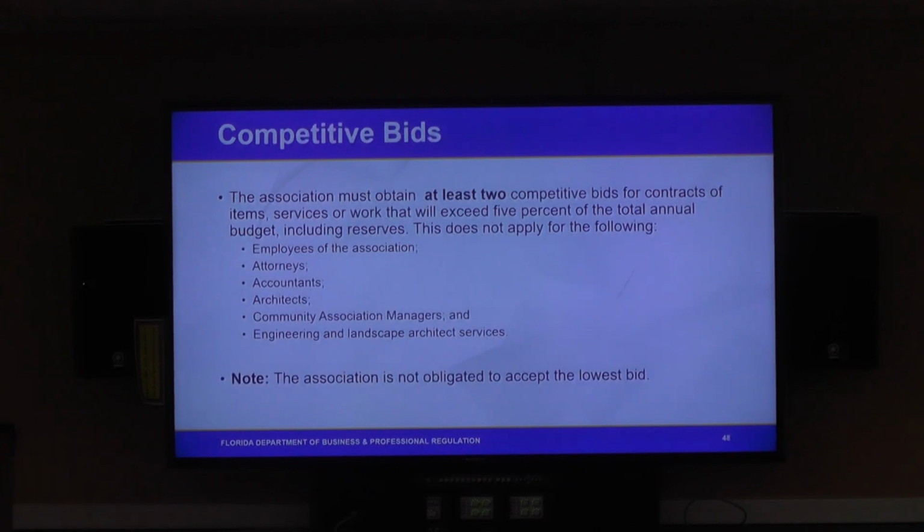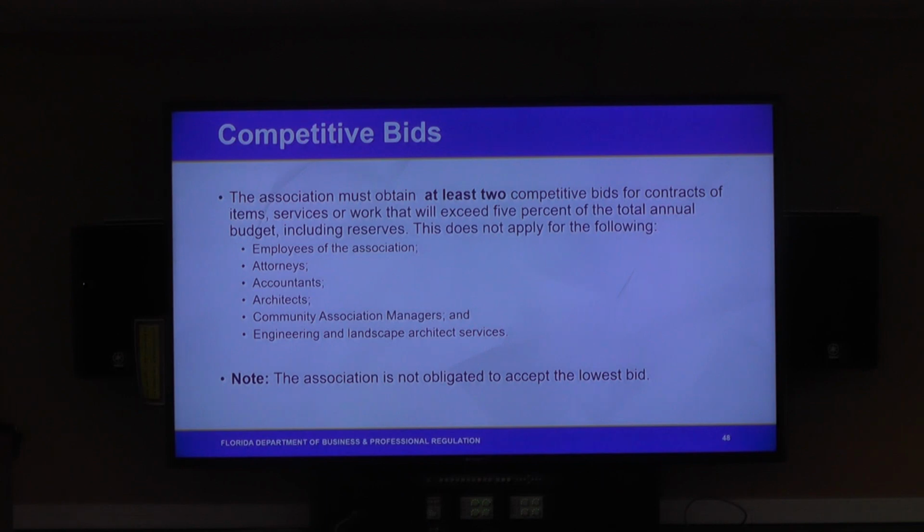Competitive bid. The association must obtain at least 2 competitive bids for contracts for items, services, or work that will exceed 5% of the total annual budget, including reserve. This does not apply to the following: employees of the association, attorneys, accountants, architects, community association managers, and engineering and landscape architects' services. Please note, the association is not obligated to accept the lowest bid.